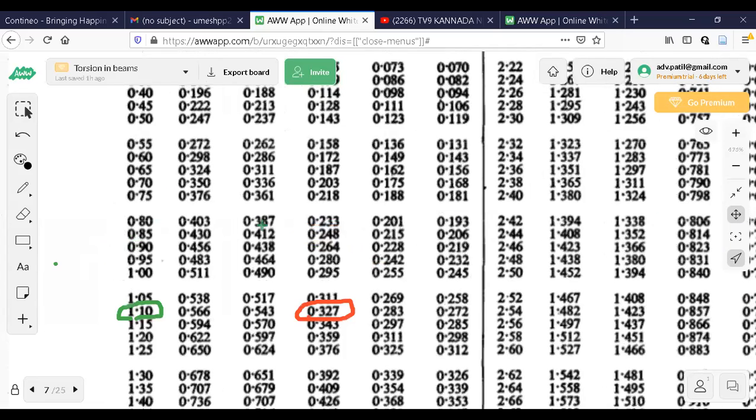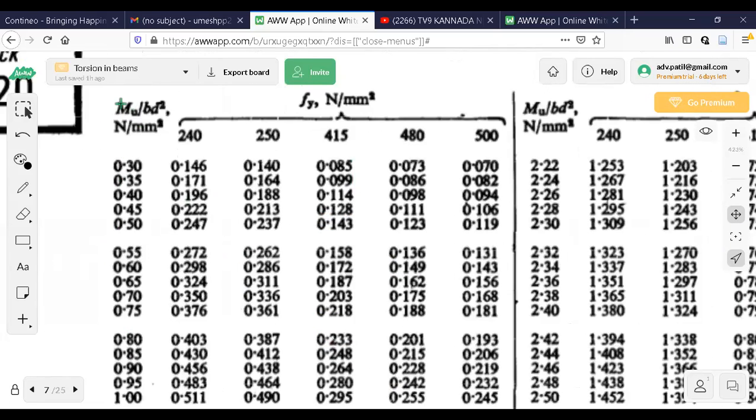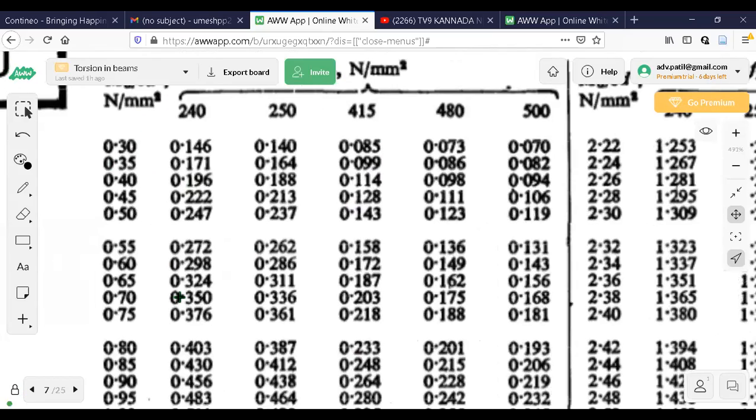See this one. First column is mu by bd square. So I have to calculate this one first. Mu by bd square, I am getting it as 0.908. I'm going to take it as 0.9 to avoid interpolation. If the value is very close to any of these numbers, you don't have to interpolate. If it is exactly in between these two numbers, that time it is necessary to interpolate.